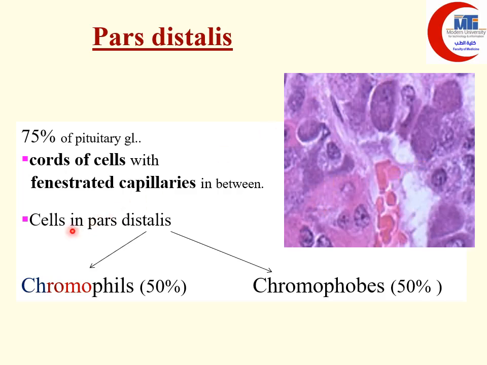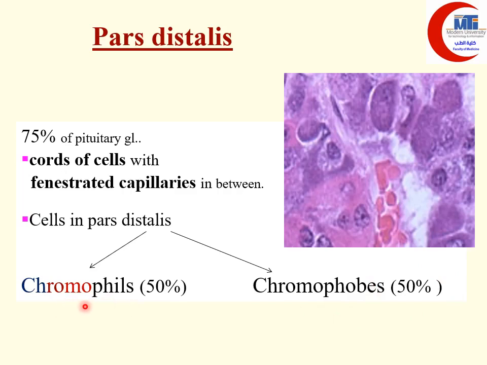Cells in the pars distalis are divided into chromophil or chromophobe. Cells of pars distalis may be chromophil or chromophobe. Chromophil form 50% and chromophobe form also 50%.